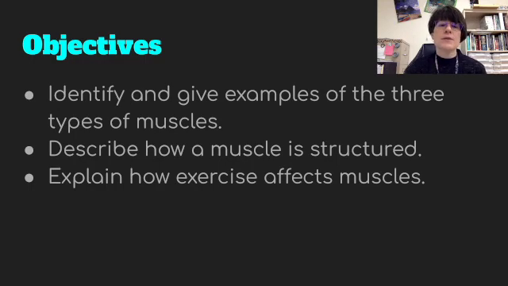So our objectives today were to identify and give examples of the three types of muscles, describe how a muscle is structured, and explain how exercise affects muscles.